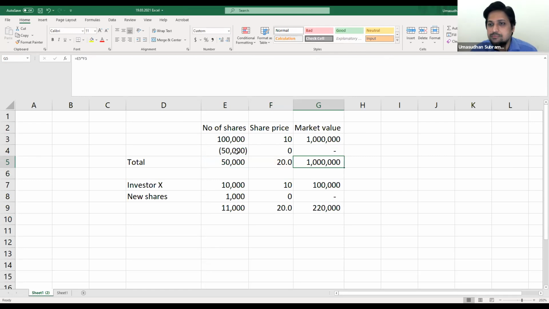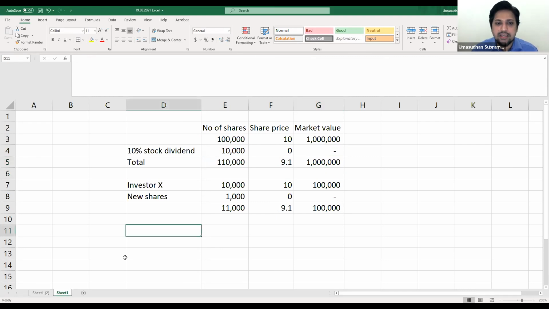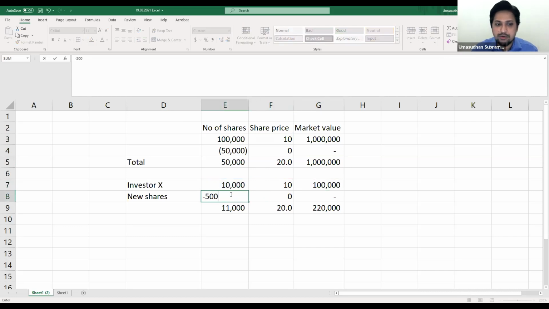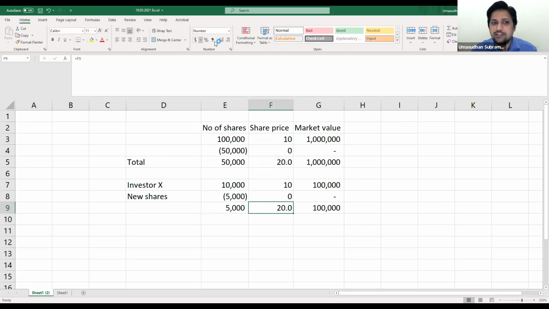You do a reverse stock split, but you don't pay any money. There is no cash outflow from the company. Remember, in a stock dividend there is no cash inflow, and in a reverse stock split there is no cash outflow. There is no change happening. If an investor has 10,000 shares valued at $10, now he's going to have only 5,000 shares, but valued at $20.